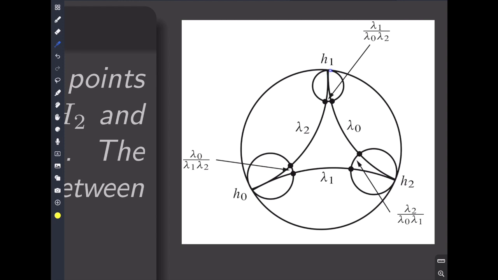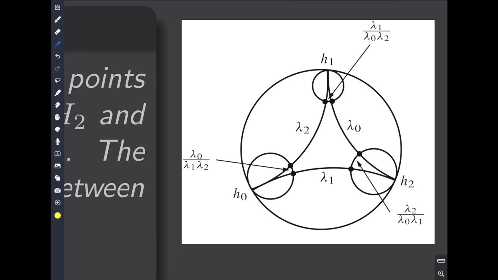So first of all, each pair of horocycles determines the corresponding lambda length, the corresponding distance between the horocycles, which in this case, between this and this is called lambda naught, etc. Between this and this, it's called lambda 2, and between this and this, it's called lambda 1, which is not the hyperbolic length of the segment. It is the exponential of something related to that length.